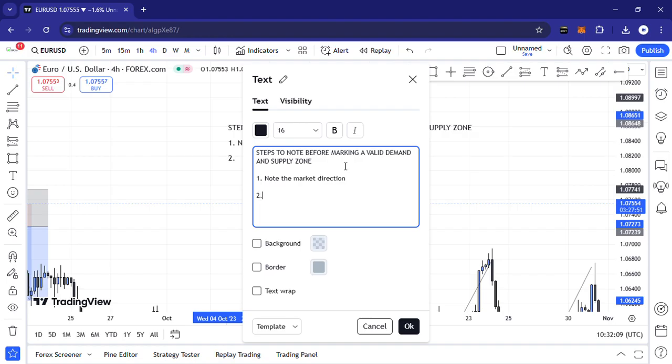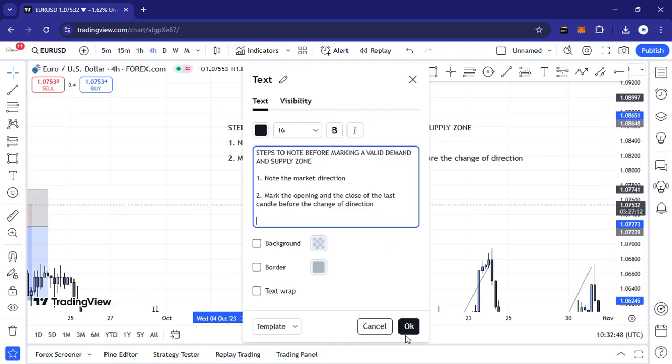Then secondly, after noting it, mark the open and the close of the last candle before the change of direction. Then the last part, I'm going to leave that exclusively for my advanced class students.